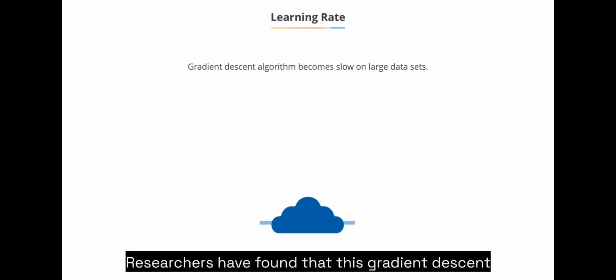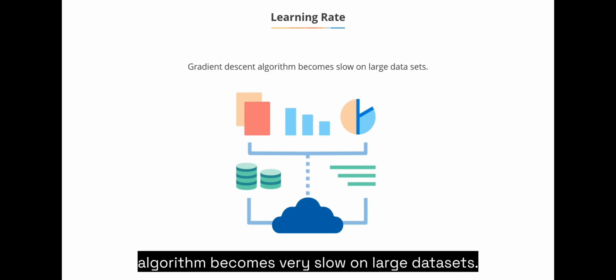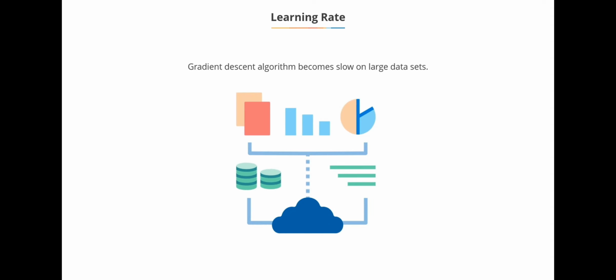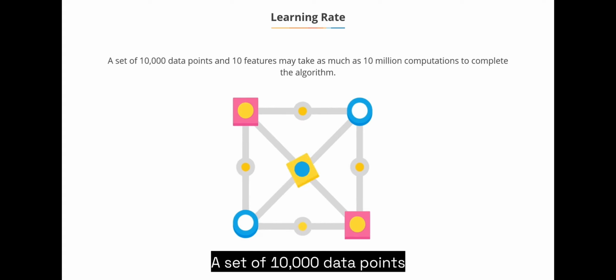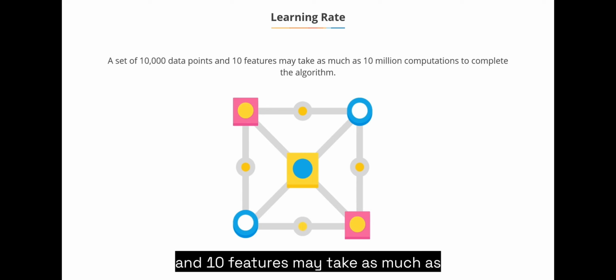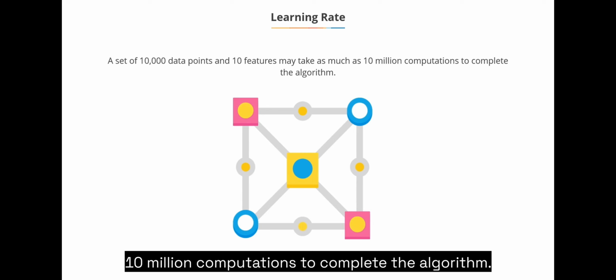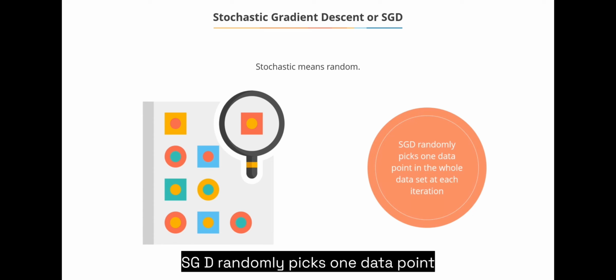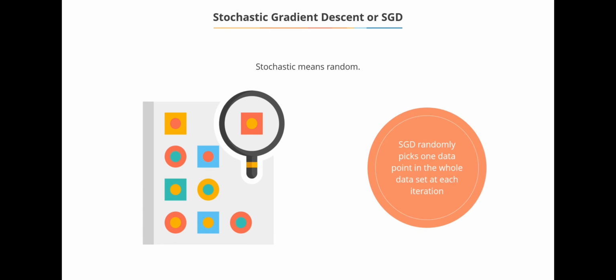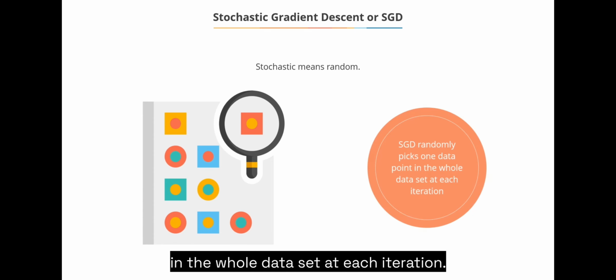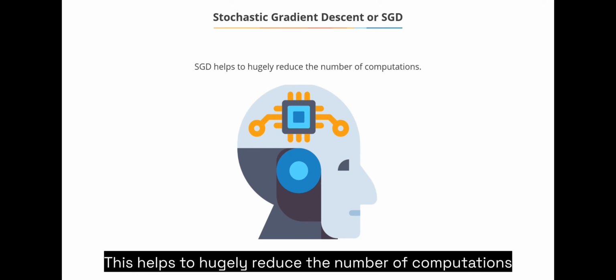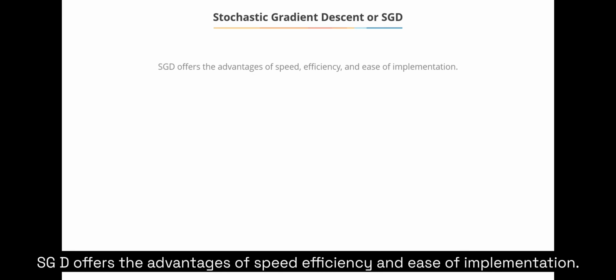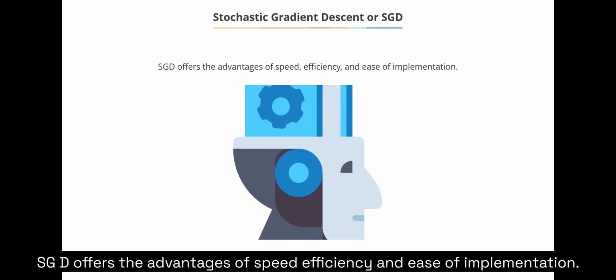Researchers have found that this gradient descent algorithm becomes very slow on large data sets. A set of 10,000 data points and 10 features may take as much as 10 million computations to complete the algorithm. This is where stochastic comes to the rescue. Stochastic means random. SGD randomly picks one data point in the whole data set at each iteration. This helps to hugely reduce the number of computations. SGD offers the advantages of speed, efficiency, and ease of implementation.